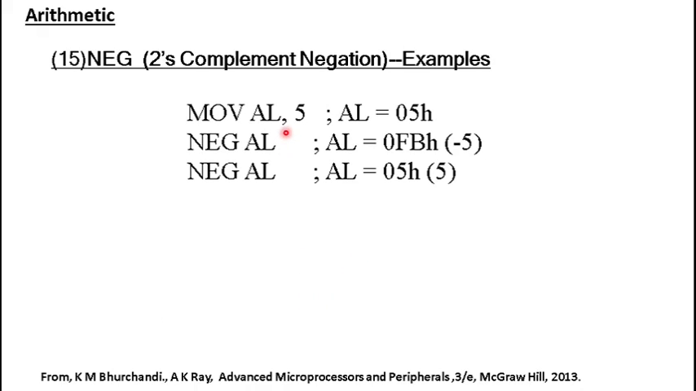We have 5 in AL first, then we are negating AL. What it means is that 5 will be converted to its 2's complement representation to fit in 8-bit space. So 5 will be converted to -5. It is represented as FB. Now we are again negating the current value in AL. The current value in AL is -5, so it is negated and we will get +5 back.